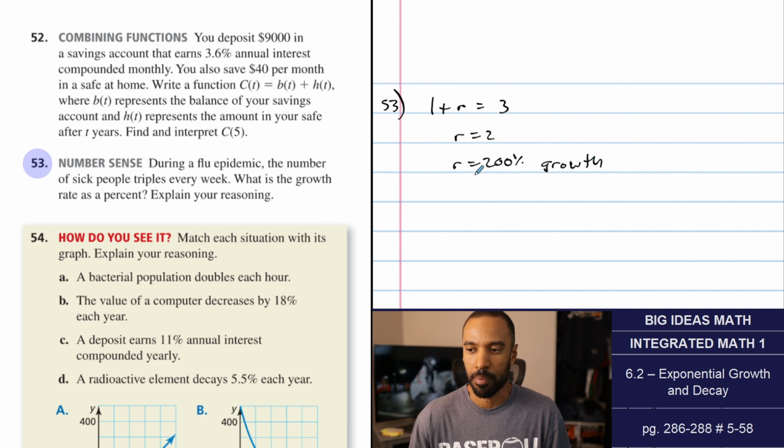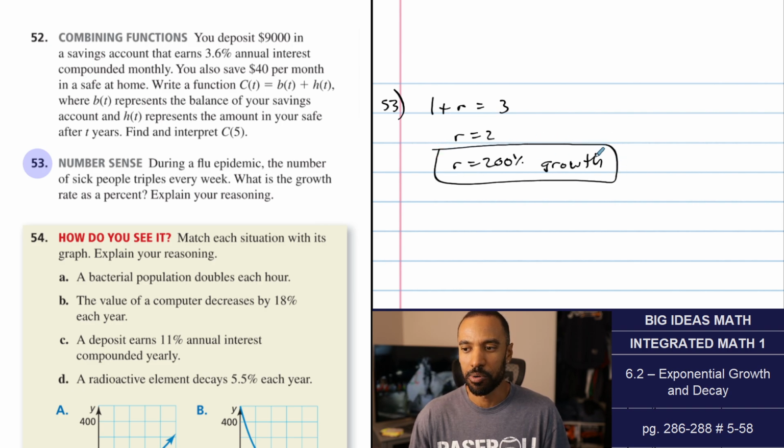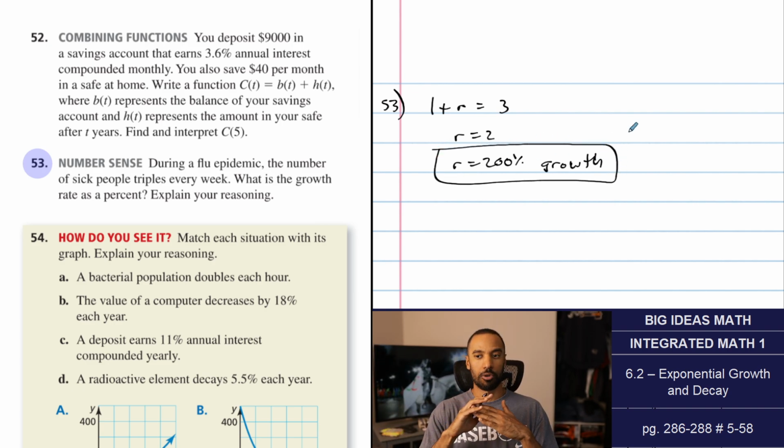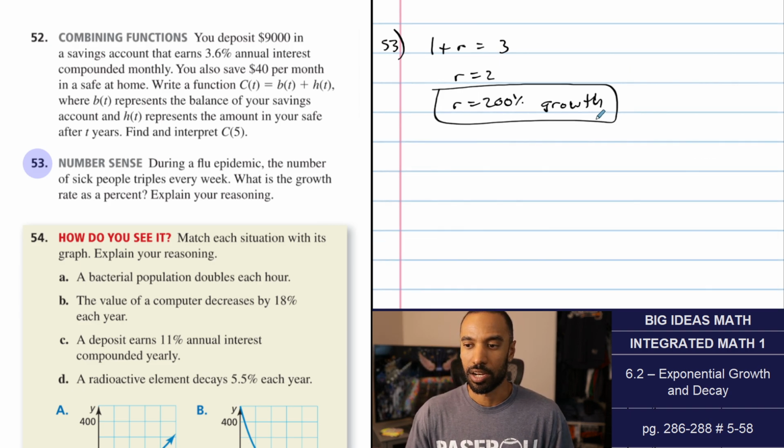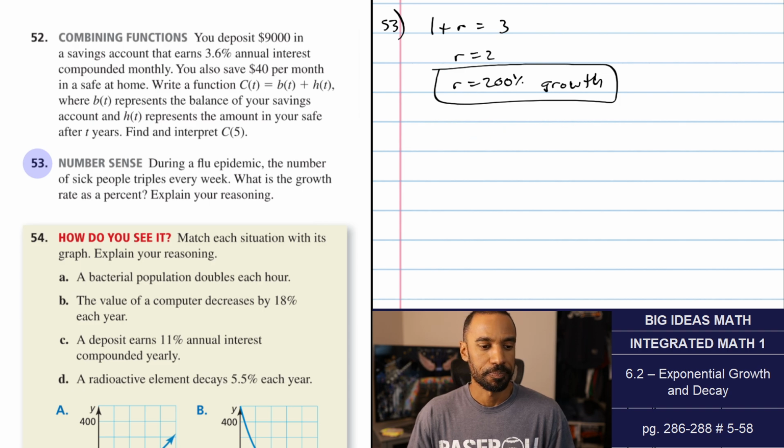I explained it through mathematics, basically, right? It's not 300%. This is a tricky one. It's not 300%. It's an increase from 100% of how much? It's a 200% increase from 100%, which is where we get that number.